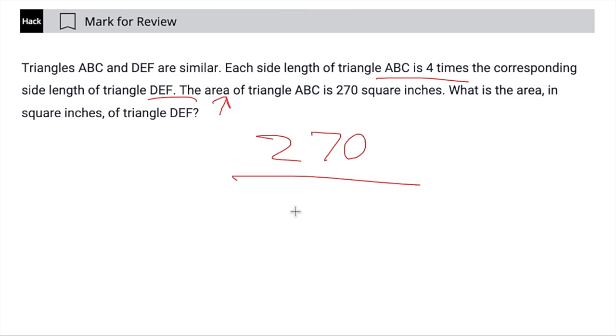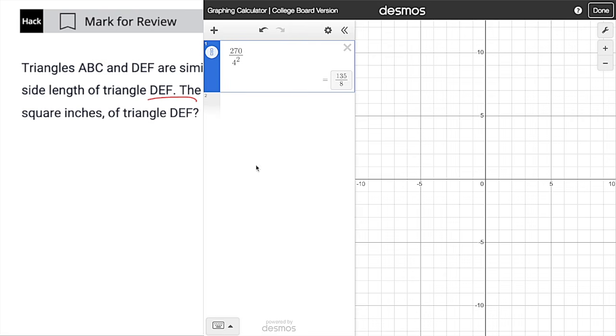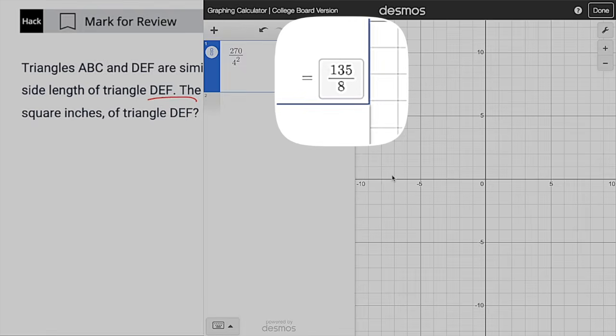We divide by 4, but since 4 is the side length, it's 4 squared. So yeah, 270 over 4 squared. If we simplify that, it becomes 135 over 8 as our simplified answer.